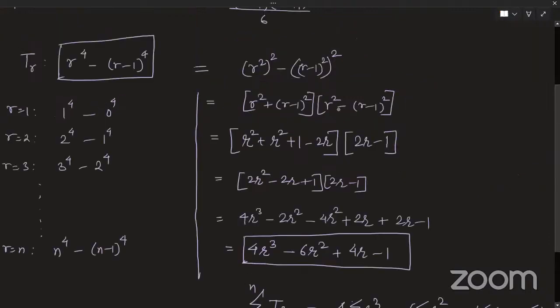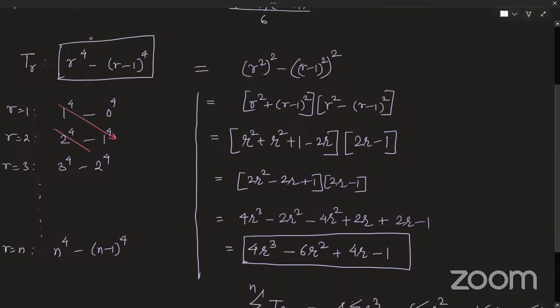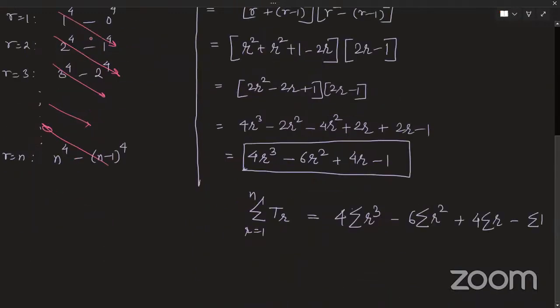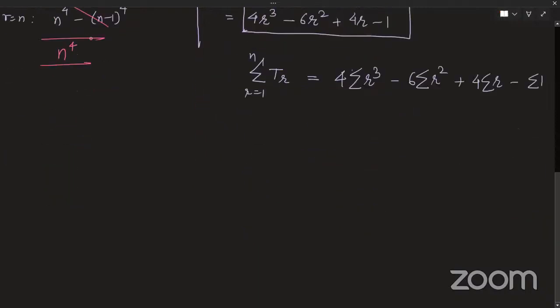What happens on the left hand side? Your terms begin to get cancelled. So on the left hand side, we are only left with n raised to 4. What are we left with on the right side? Basically, this is what we are left with. On the left side, we are left with this minus this plus this, and then we have this. Correct, everyone?